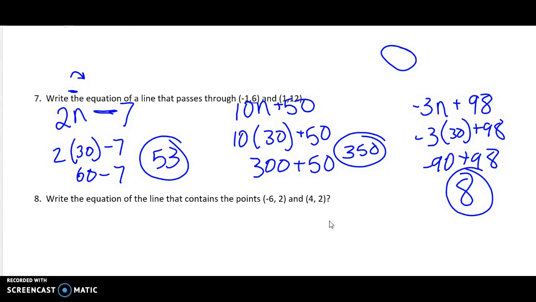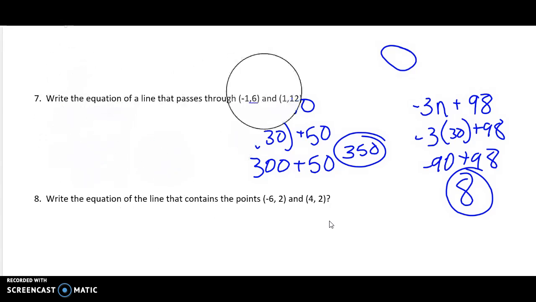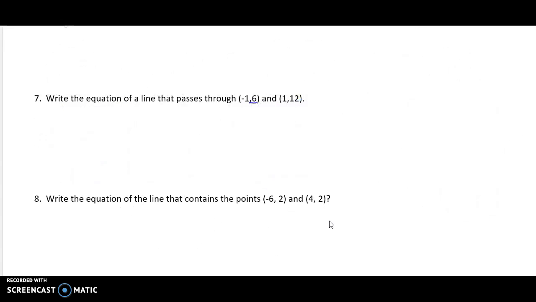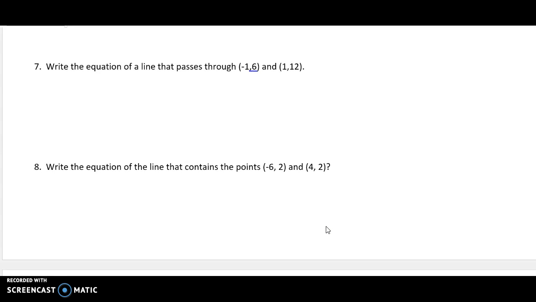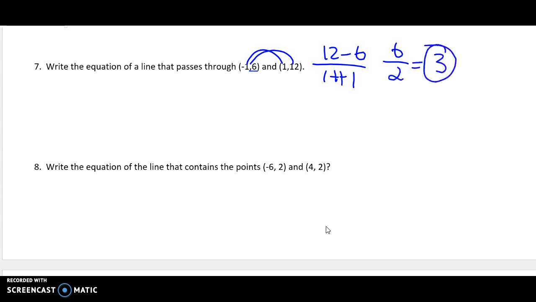Number 7. All right, the equation of a line that passes through these 2 points. Number 7 and 8 are very similar, so I'm going to just do number 7, skip over number 8. First, I need the slope. 12 minus 6 over 1 minus -1. Change. 6 over 2. Reduce your slope, always, to 3.